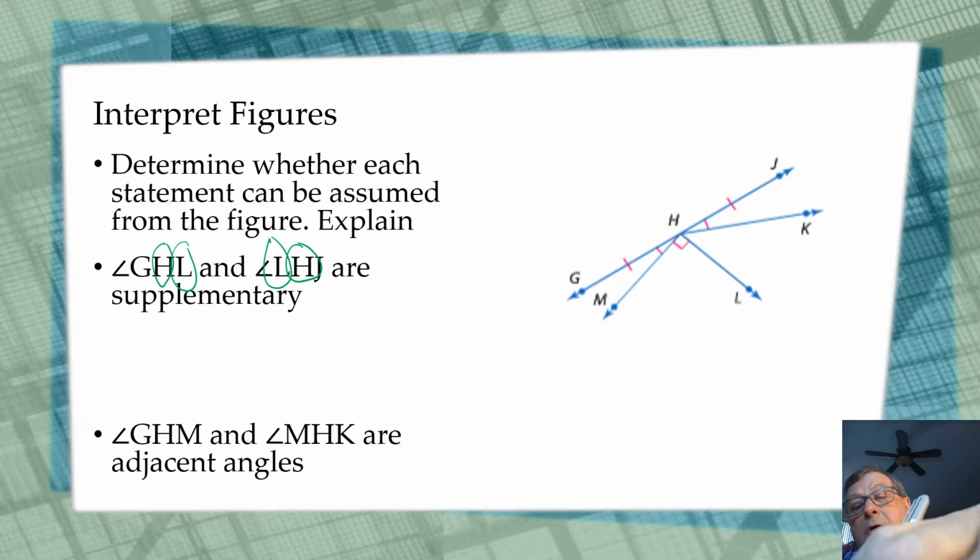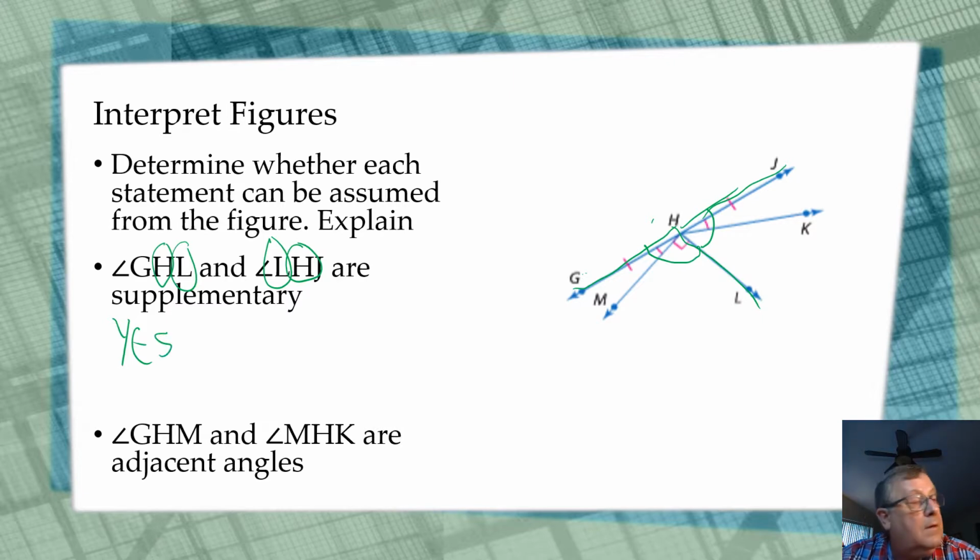So let's see, GHL, that's this angle here. And LHJ, so L is the common side, H is the common vertex, and it shares this angle here. And those two adjacent angles form a line. That means they're also going to be supplementary. And so we can say that yes, these two angles are supplementary, because they are a linear pair. Therefore, they're supplementary.